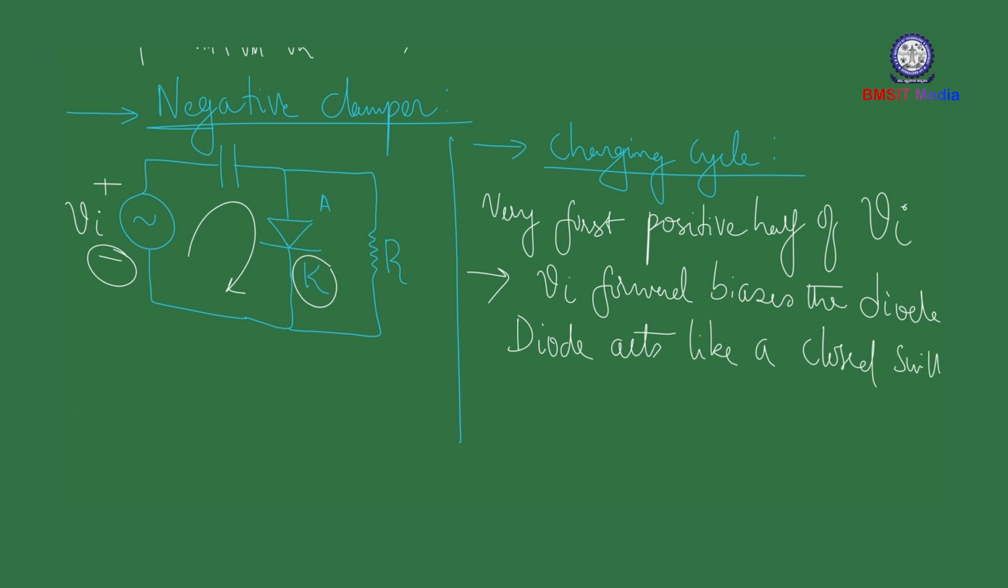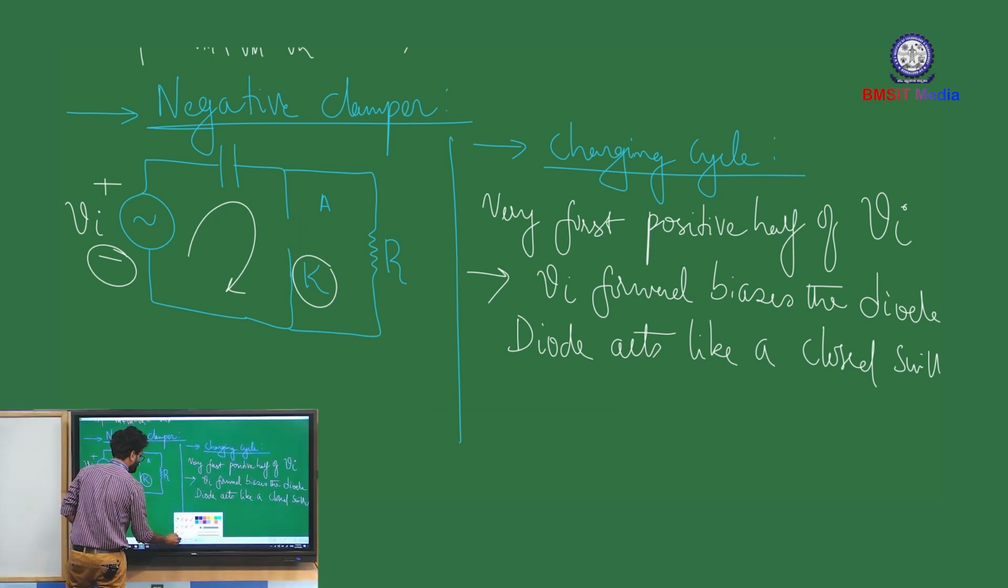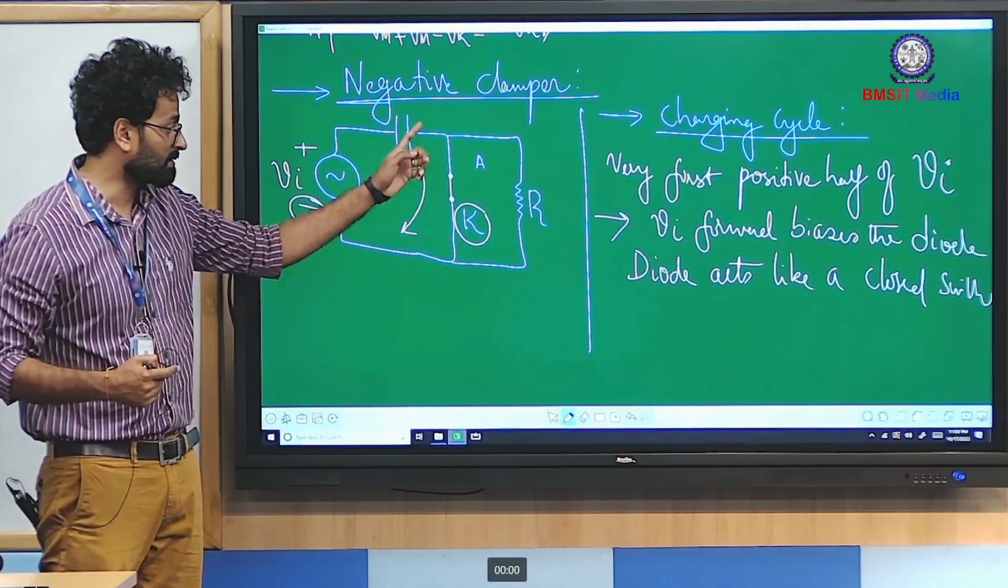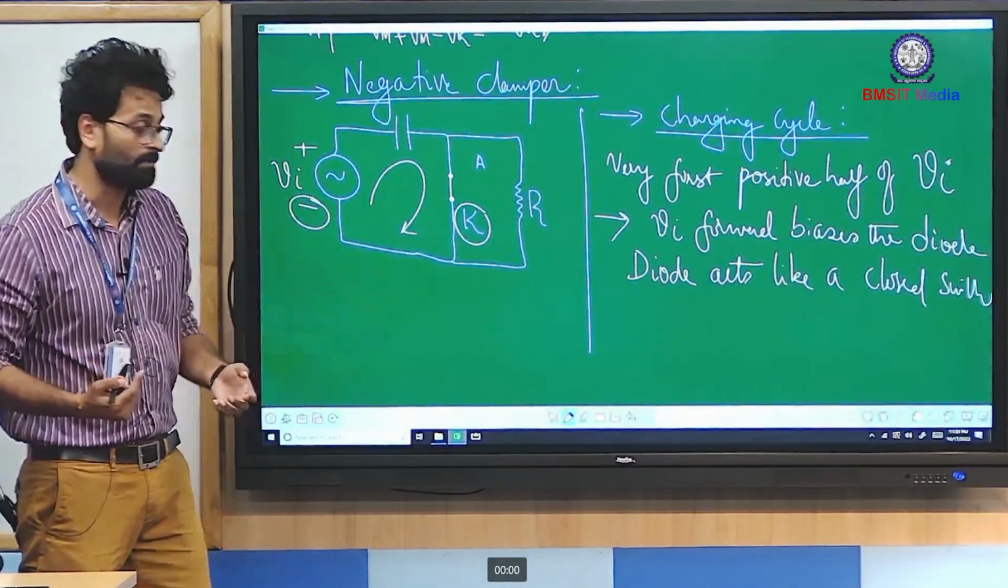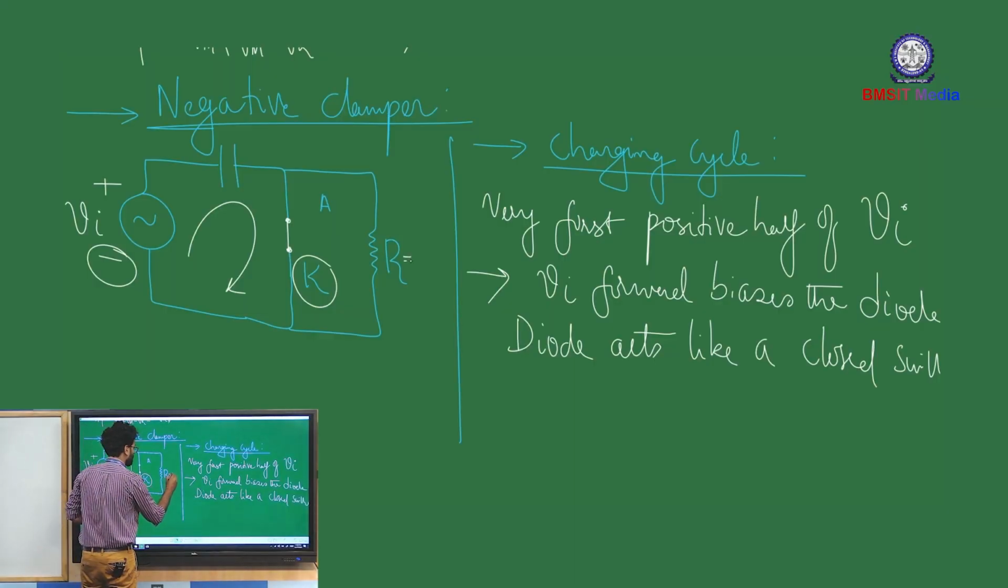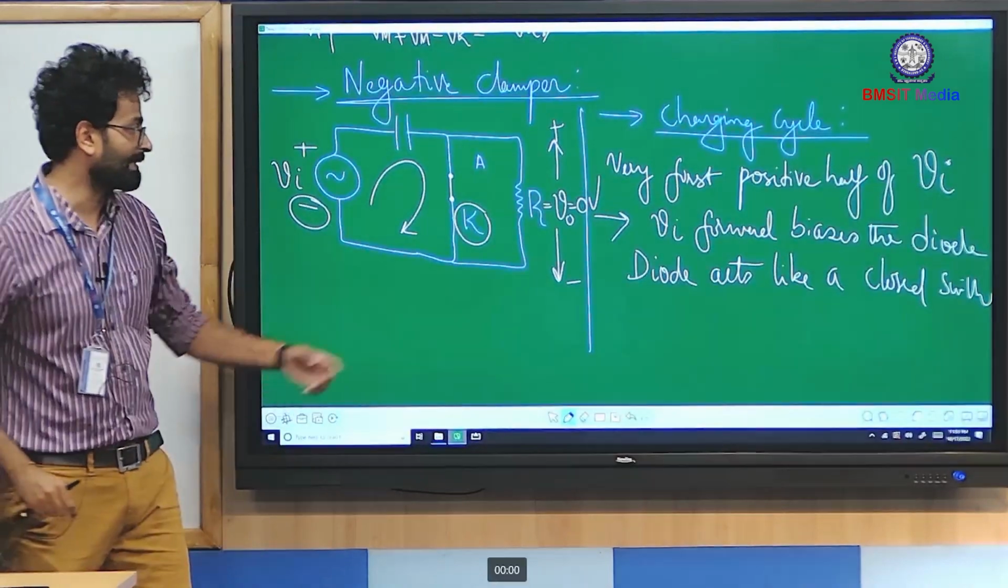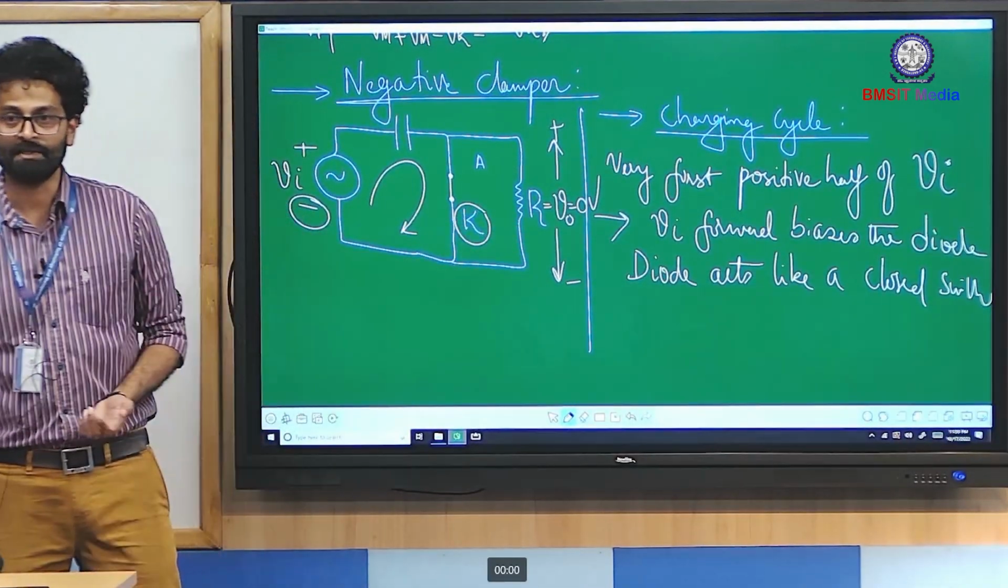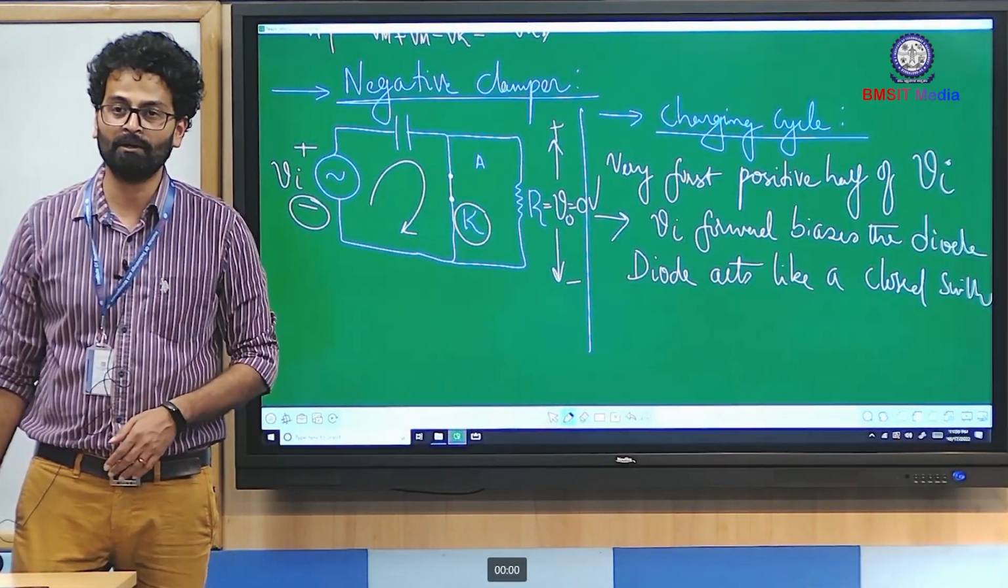It acts like a closed switch, so we can do the changes here itself. It acts like a closed switch, so you can just close the contacts here. Obviously, across a closed circuit the voltage becomes 0. So if we measure the output voltage across R, you will get it as 0. During the charging cycle, the output voltage always remains 0, whether it is a positive clamper or a negative clamper.